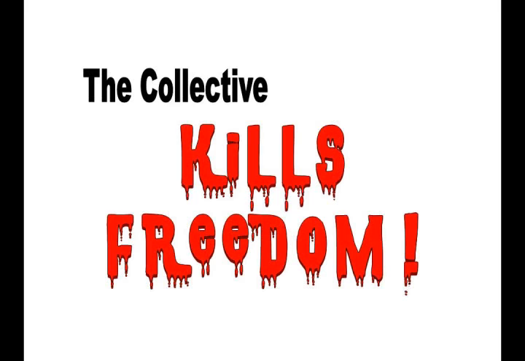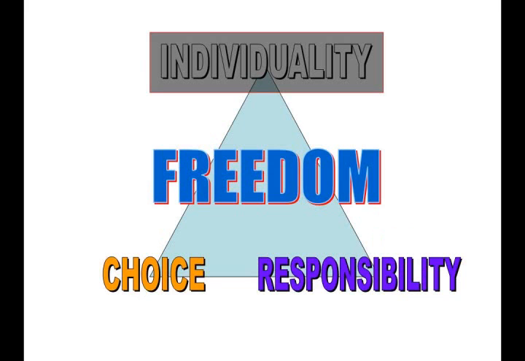The collective kills freedom. The collective kills freedom by declaring that it is more important than the individuals that comprise it. Without the individual, you can restrict or eliminate choices easily. Without the individual, you can mess with the balance of responsibility, depriving people of positive consequences and also avoiding the negative consequences. And both can be done in the same name, for the good of the collective.